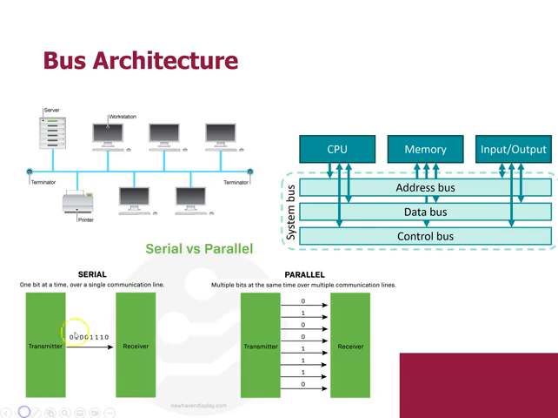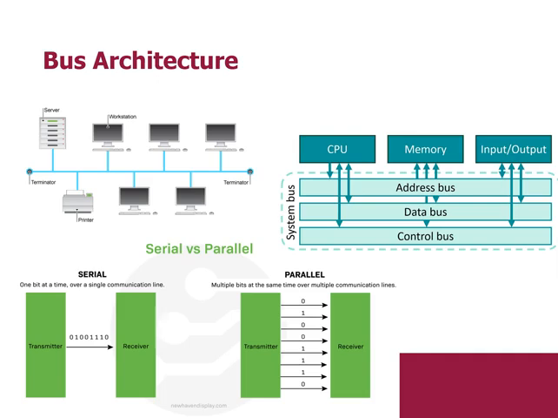I will skip this slide. I will talk a little bit about the bus architecture. This slide illustrates the key components of a system bus and the two primary methods of data transmission, which are serial and parallel. So let's start with the system bus.